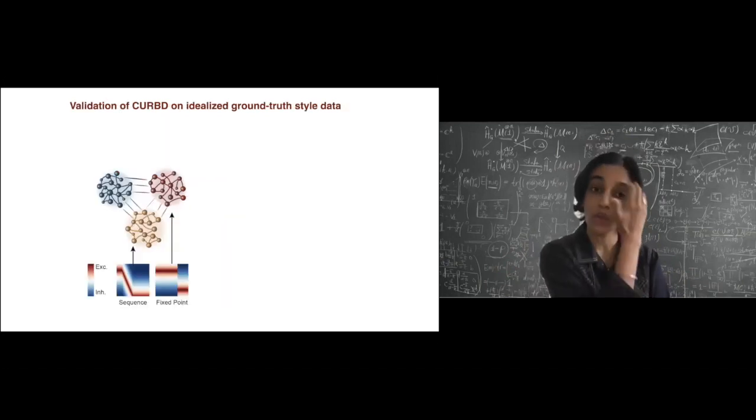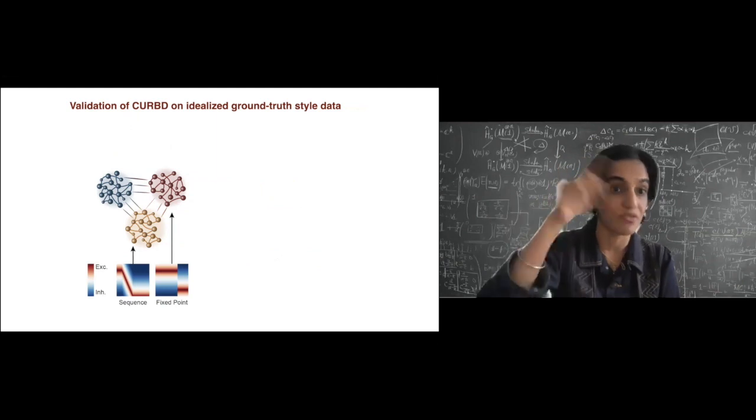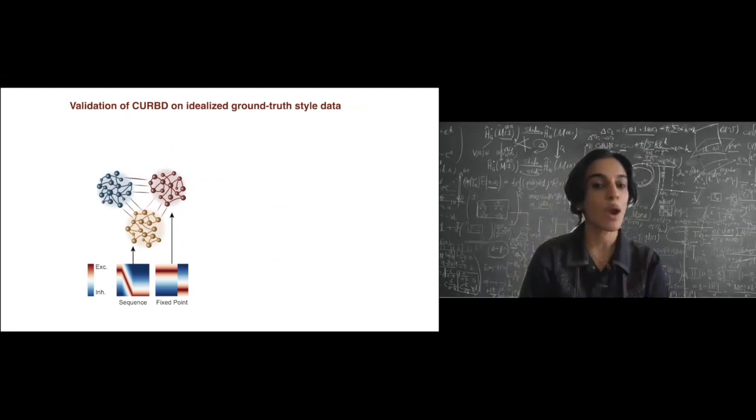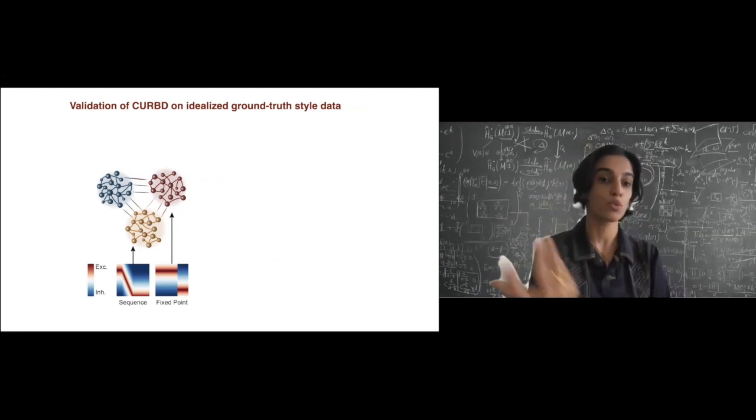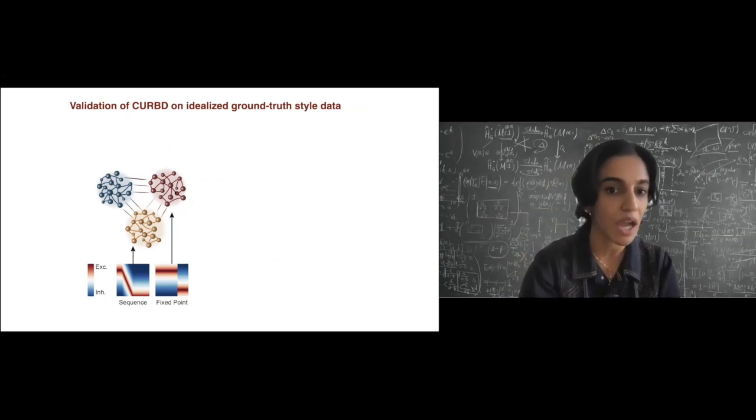So now what I'm going to tell you about is a validation of this method on idealized, ground truth data. So let's say you have three RNNs here. This would be the generator model. Let's say I make up some data. I take three RNNs connected reciprocally to each other.